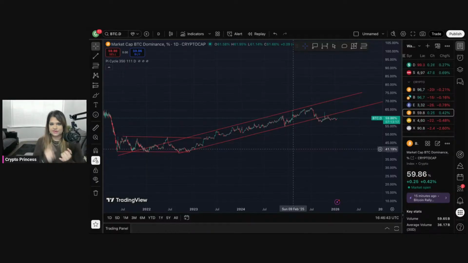So each to their own. Everybody holds different coins. Everybody's in crypto for different things. I'm not a trader in the sense that I'm not a scalper. I'm not a day trader. I am a swing trader, a position trader, and an investor, if that makes sense. But yeah, that's about it.